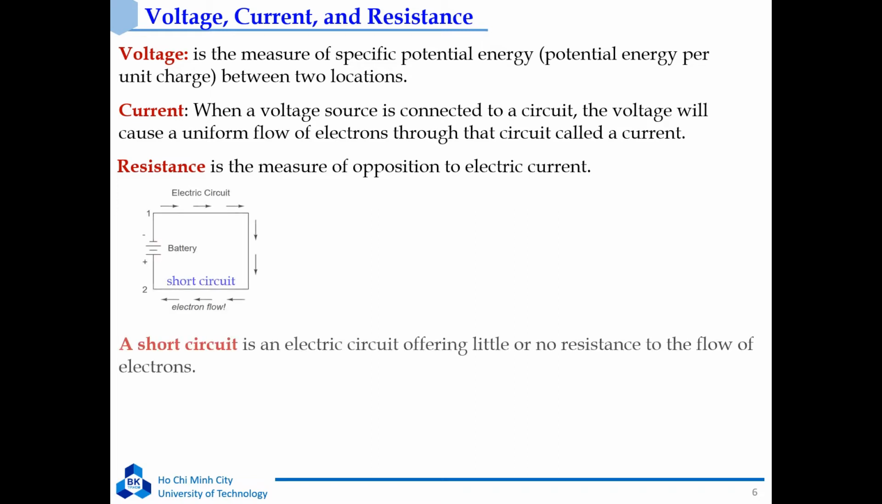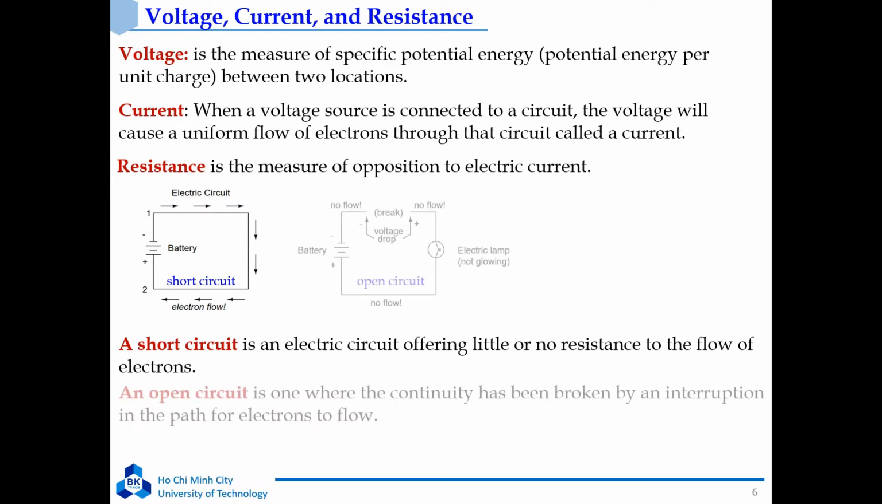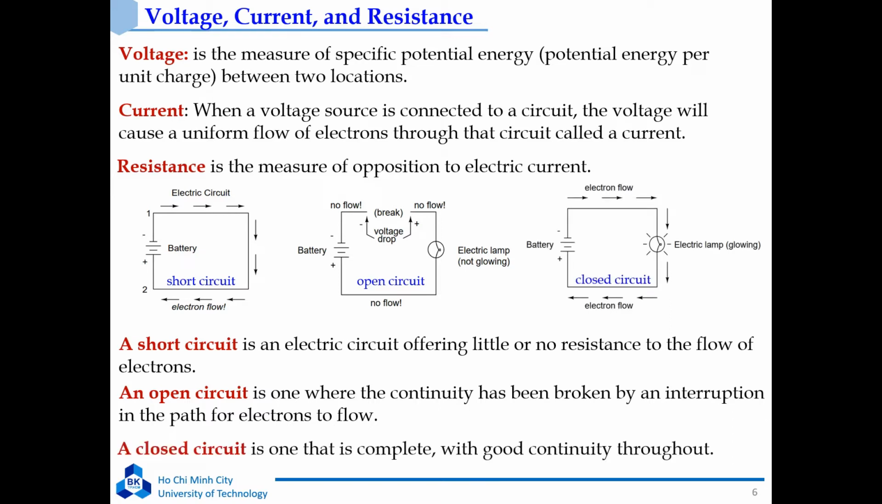When we connect two poles of a source directly with a wire, the amperage will be very high in the unloaded circuit, resulting in a huge release of energy, usually heat. This phenomenon is called a short circuit. An open circuit is one where the continuity has been broken by an interruption in the path for electrons to flow. And a closed circuit is one that is completed with good continuity throughout.